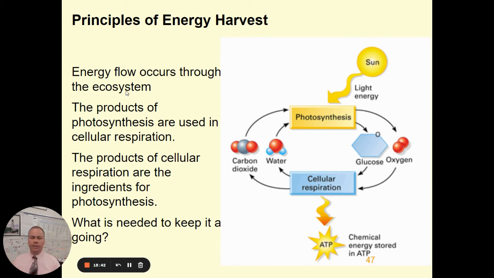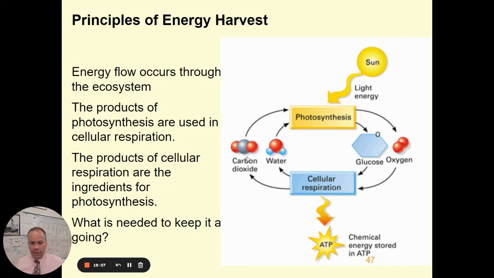Energy. All living things need energy. We know this to just stay alive, to complete daily life processes. And the ultimate source of that energy is the sun. And some organisms can utilize that energy from the sun directly and use it to produce food molecules. And we call those organisms producers. We call the process photosynthesis.